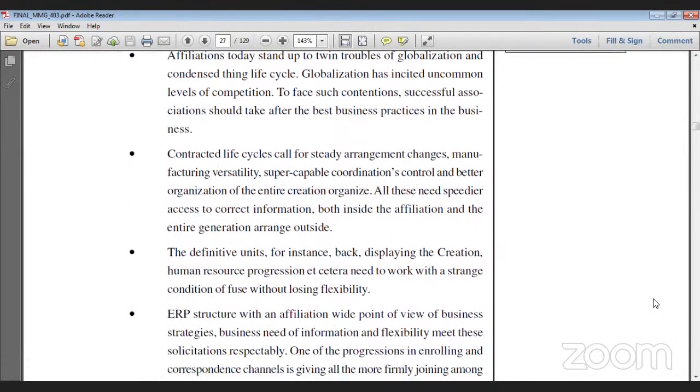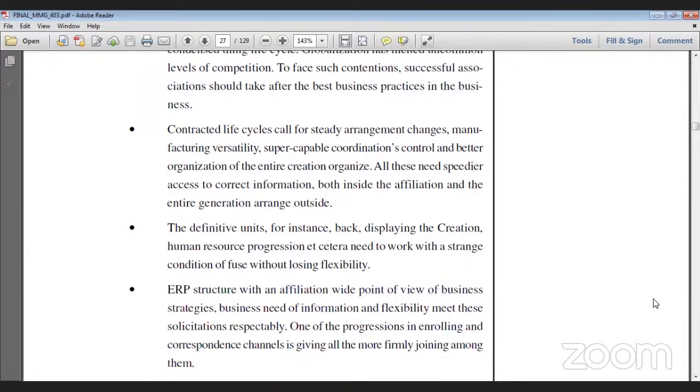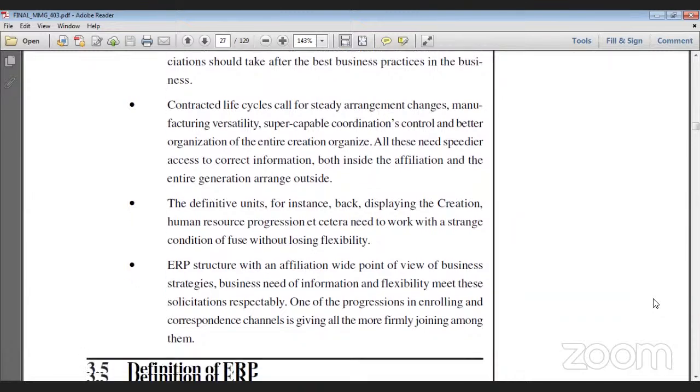Fourth point or need of ERP is the structure of ERP with affiliation wide point of view of business strategies. Then business need information and flexibility meet the socializations respectively. One of the progressions in enrolling and correspondence channel is giving all the more firmly joining among them also. So these are some needs for ERP.